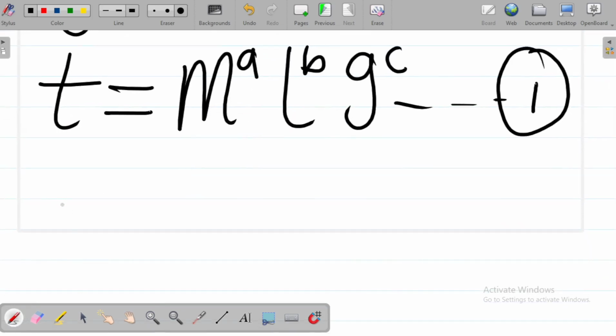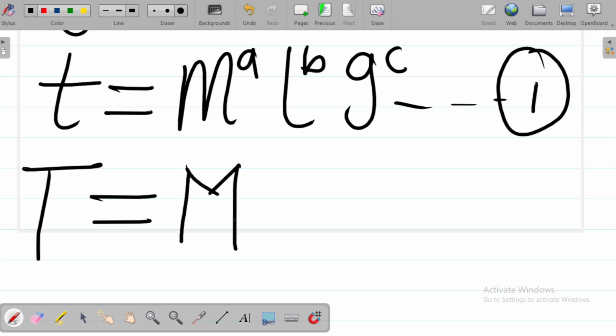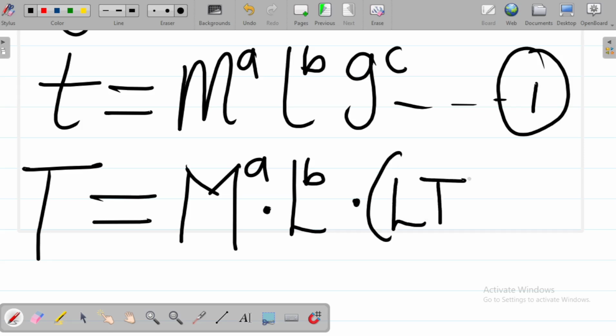So if we substitute their dimensions, we would have T, which is the period, is capital letter T. So it is equal to the dimension for mass, which is capital letter M, raised to power A, multiplied by length, which is L, raised to power B, multiplied by the dimension for acceleration due to gravity, which is L t raised to power negative 2, and then raised to power C.